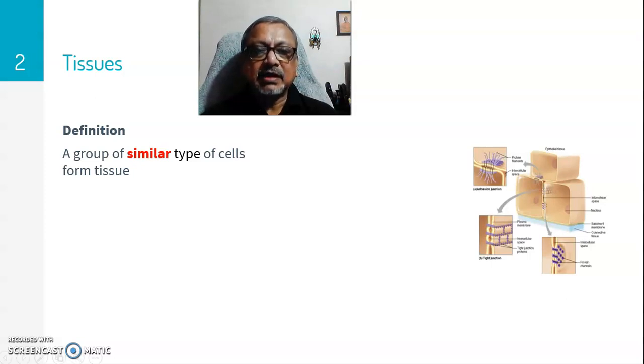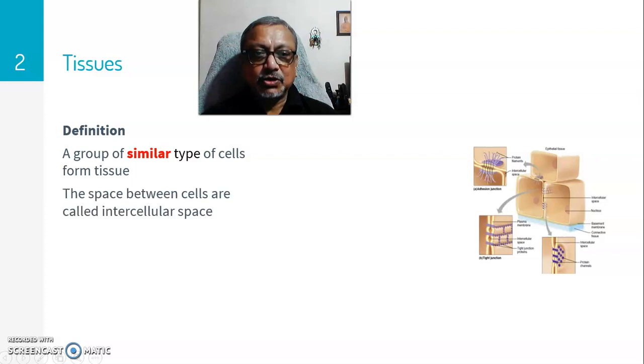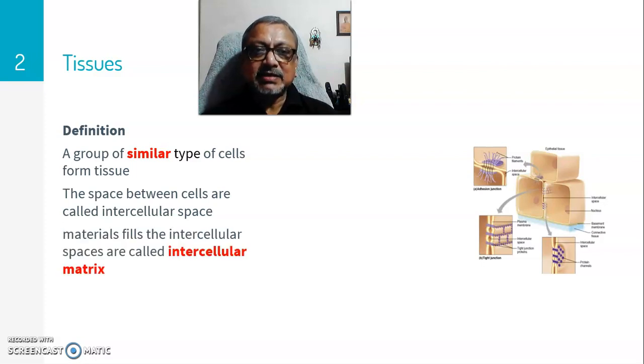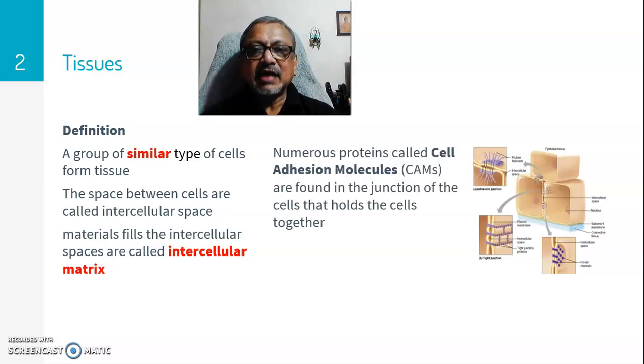A group of similar type of cells are called tissue, and the space between these cells is called intercellular space. This space is filled with certain materials, and those are called intercellular matrix. These cells are held together with the help of protein molecules called cell adhesion molecules, and they are found at the junction of these cells.